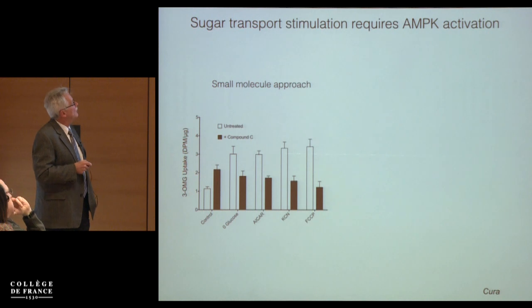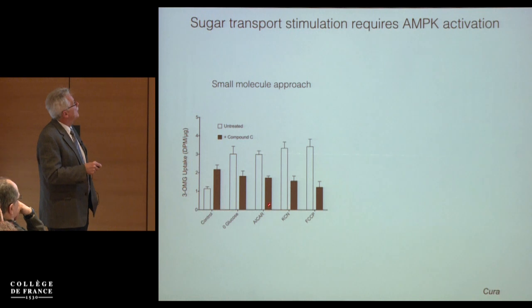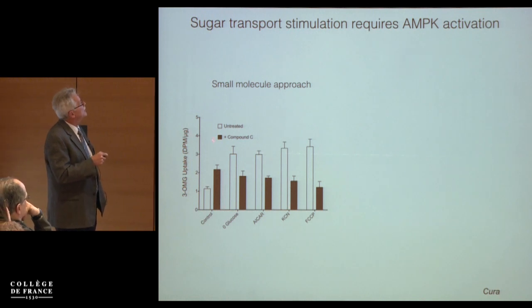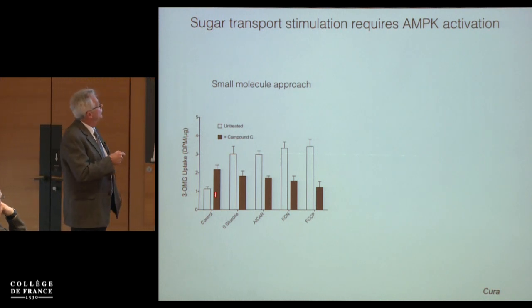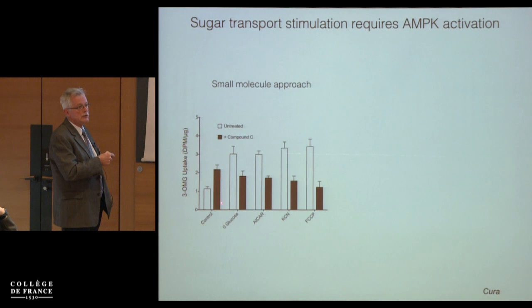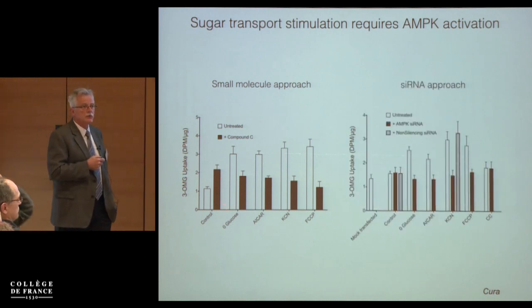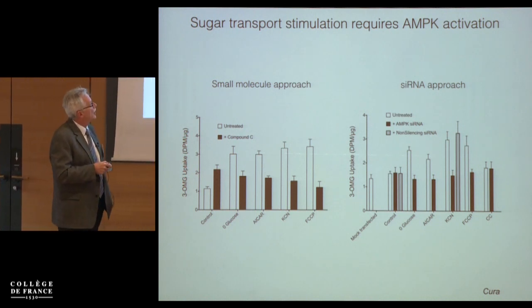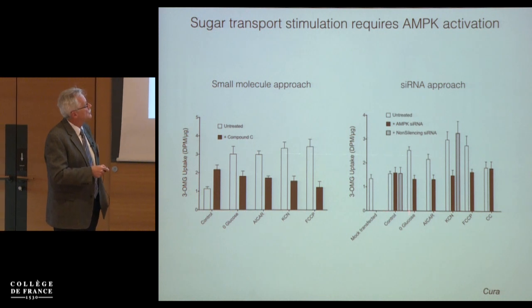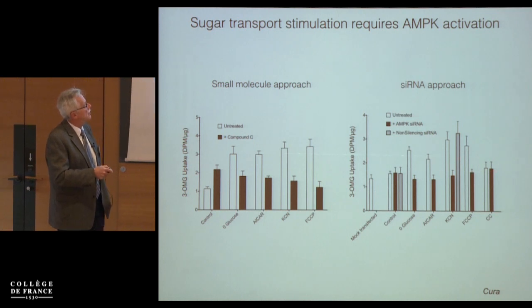We know that the effect of metabolic poisons and glucose deprivation on sugar uptake can be inhibited by compound C, an antagonist of AMPK. But notice basal sugar transport is stimulated by compound C. If we knock down the alpha-1 and alpha-2 subunits of AMPK by siRNA, we can block the effects of glucose depletion, ICAR treatment, KCN, and FCCP, but the small effect in this case of compound C is unaffected.